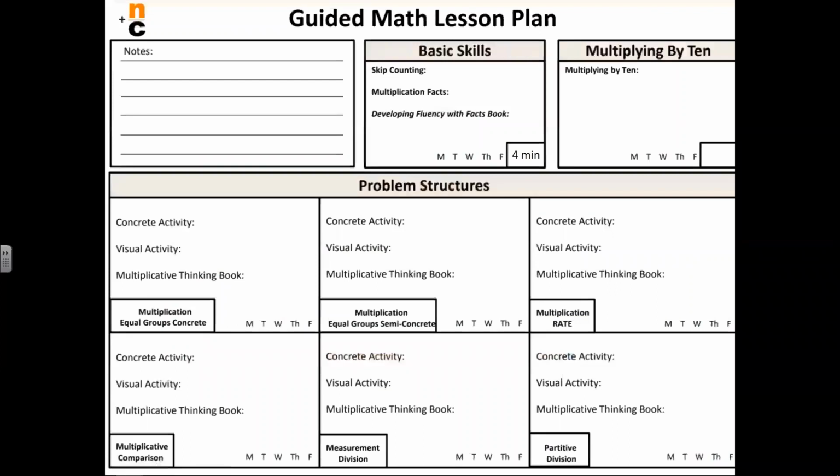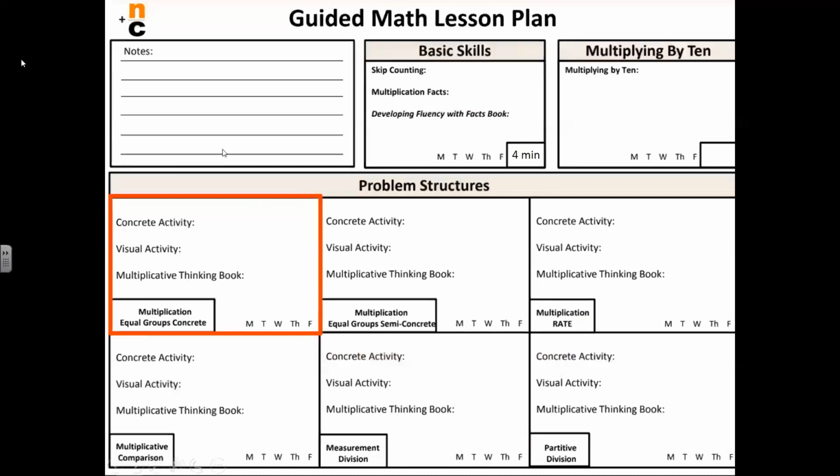Okay, in your folder too, you'll see this lesson plan. It's really big. It looks overwhelming, but it's basically just this. Pick your one area. Remember, you're going to work on one type of structure at a time, whether it's multiplication or rate or multiplicative comparison or division or whatever you're working on.